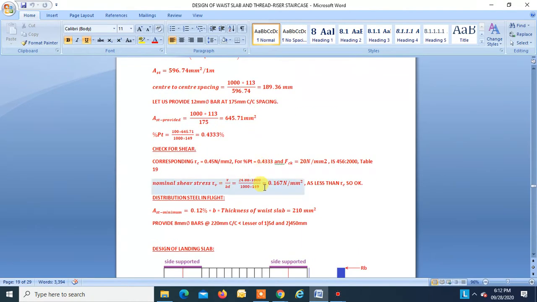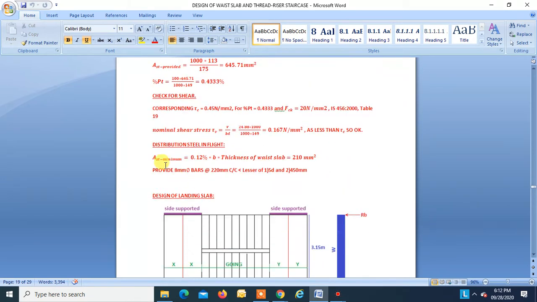So 24.88 divided by 1000 into D is 149. So we get tau V as 0.167, which is less than 0.45. So okay, right? Now let us find the distribution of steel in flight.